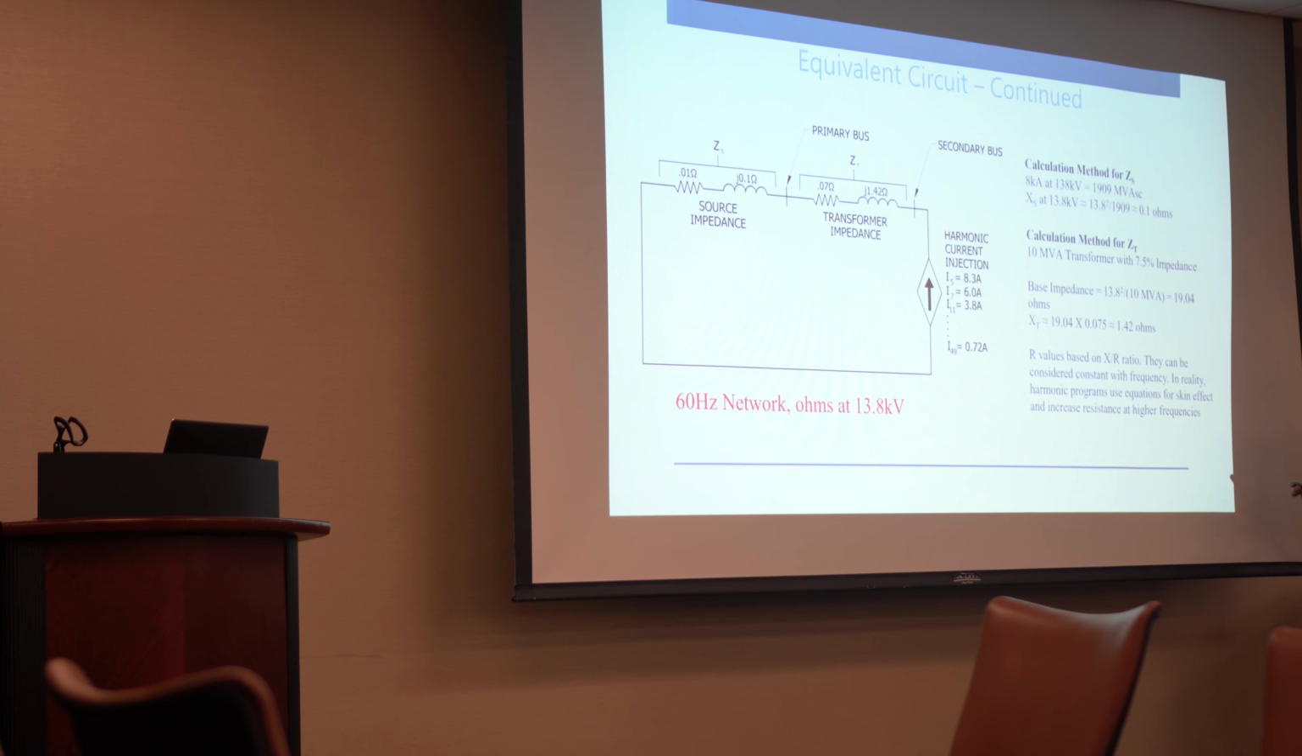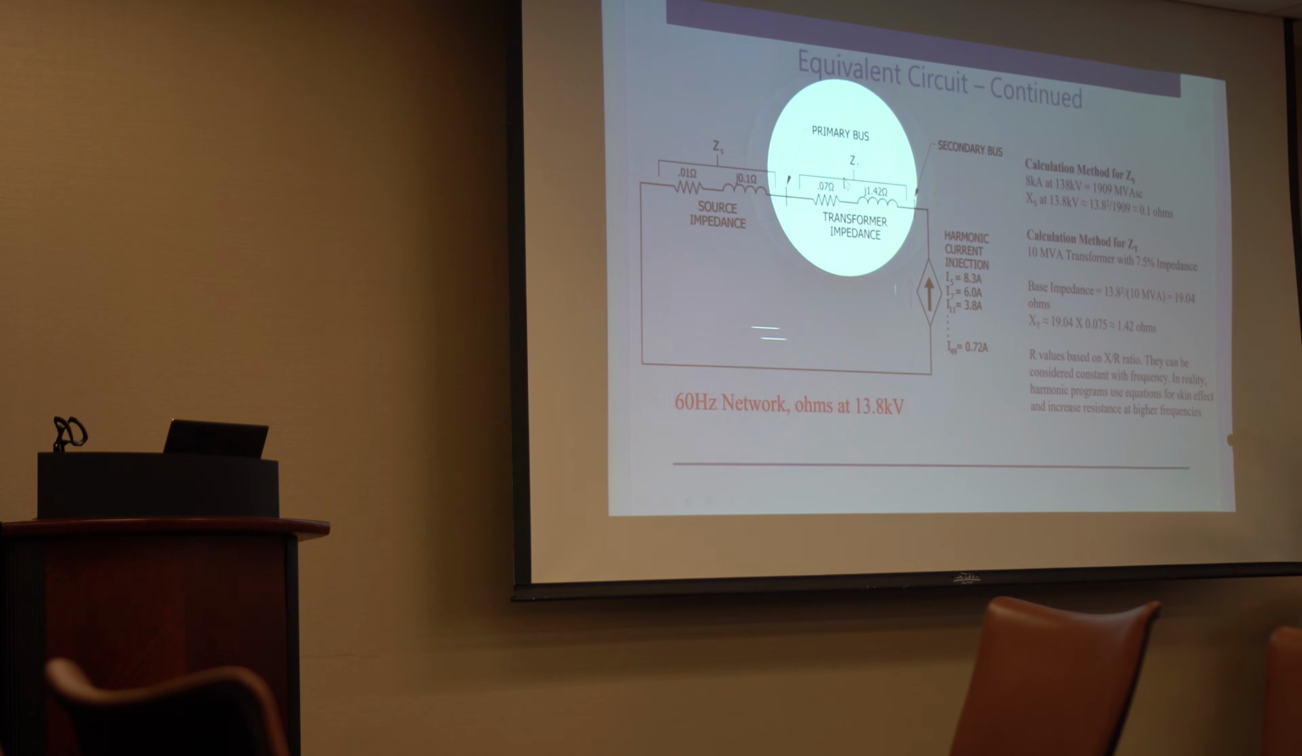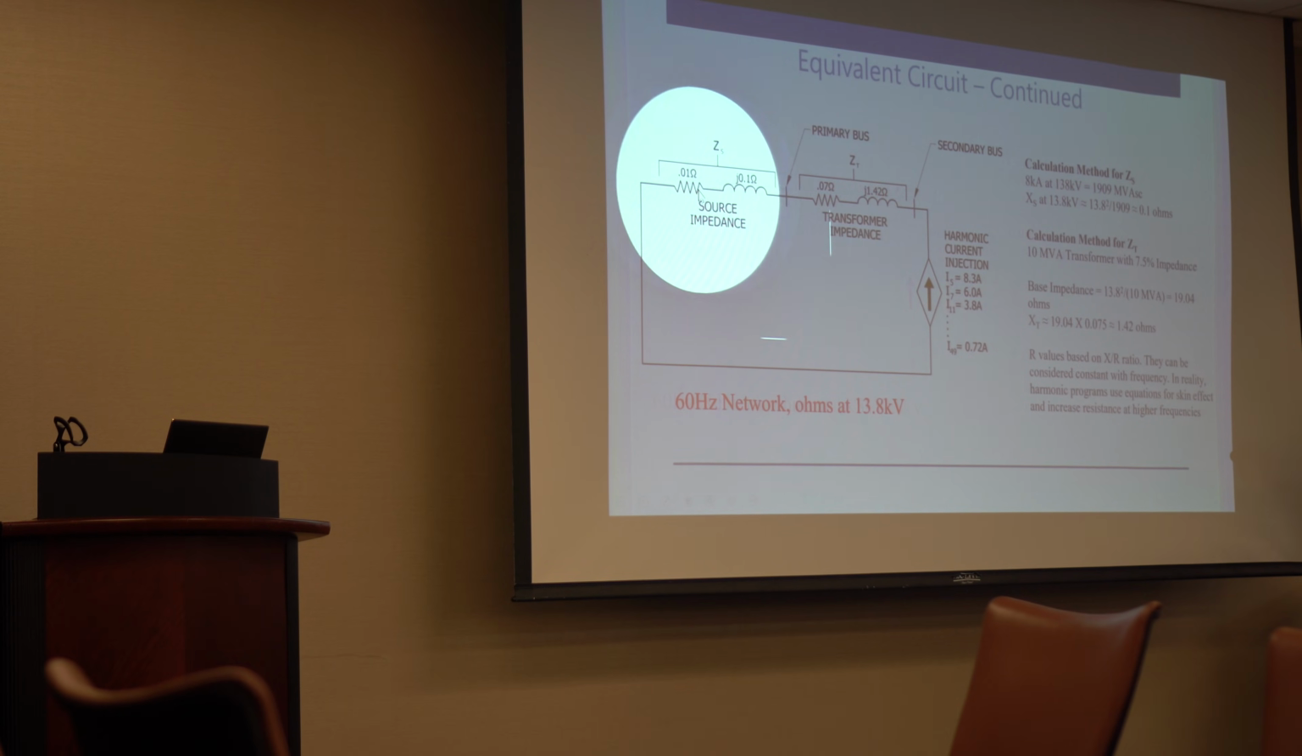So I assigned impedance values to that model. I'm using 0.1 ohms on the source impedance, 1.42 ohms for the transformer impedance, and that's X of L, the reactance of the transformer, and the reactance of the overhead line. The key point is that this value here is very small. It's dominated by the transformer impedance. The other thing is the resistance is very low, 0.07, and here also very low, 0.01.